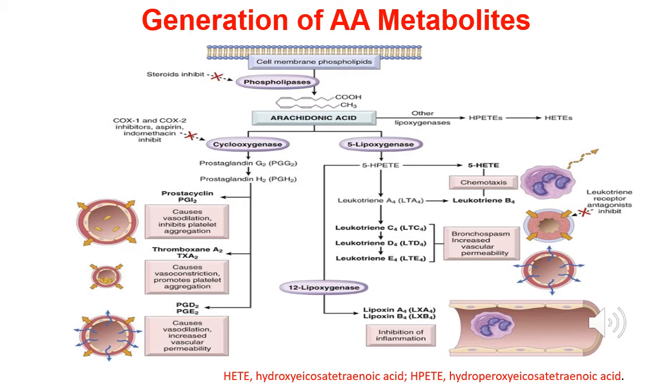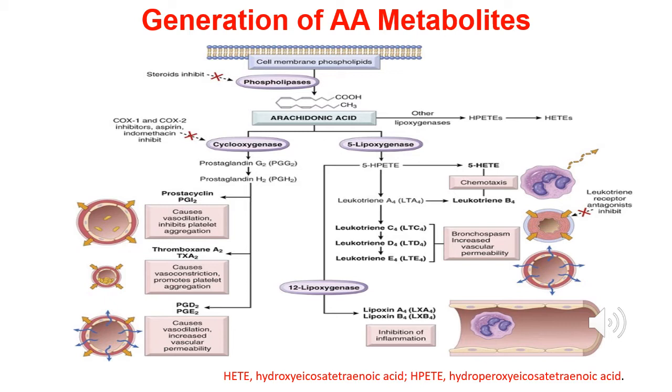This is a more detailed diagram which shows all the arachidonic acid metabolites with their effect. You can see here that the cell membrane phospholipids, upon the action of the phospholipases, will lead to the release of the arachidonic acid. This arachidonic acid can further undergo two main pathways, which include the cyclooxygenase. Under the effect of the cyclooxygenase, this will lead to the formation of the prostaglandins, as you see on the left side: prostaglandin G2, H2, and then the prostacyclin, which is prostaglandin I2, as well as thromboxane A2 or prostaglandin D2 or E2. This is on the left side.